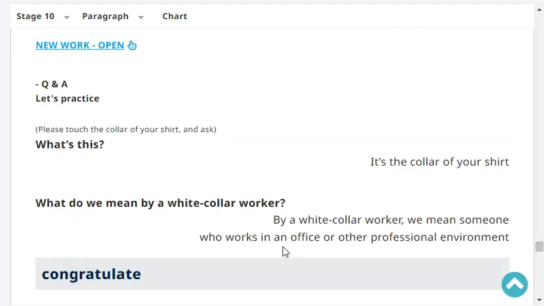Okay, what's this? It's the color of your shirt.